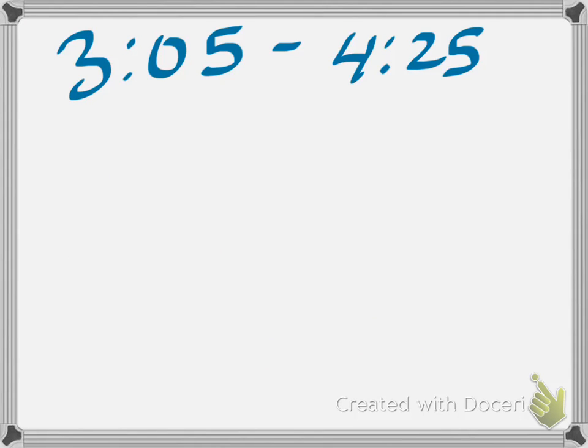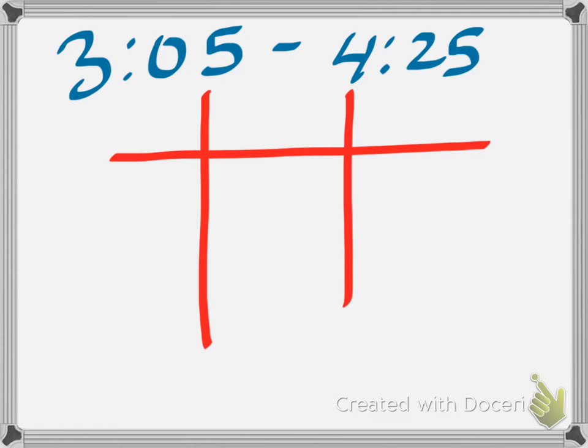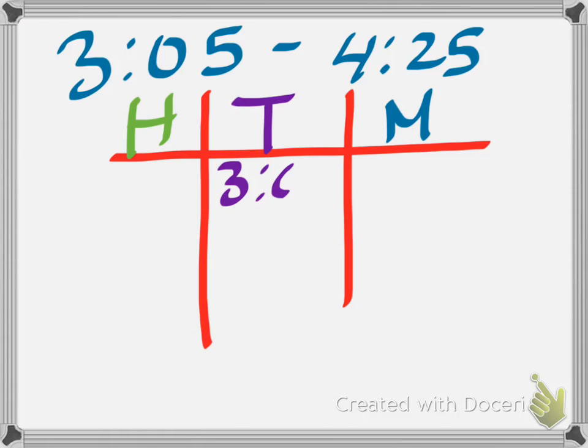We're going to go ahead and find the elapsed time from 3:05 to 4:25. The first thing you should draw is this graphic organizer. In the middle, you are going to write a T for time. On the left-hand side, you're going to write an H for hour. And on the right-hand side, you're going to write an M for minute. The next thing to do is to put the start time underneath the T. So our start time is 3:05.